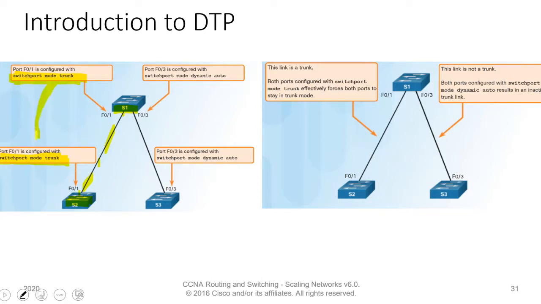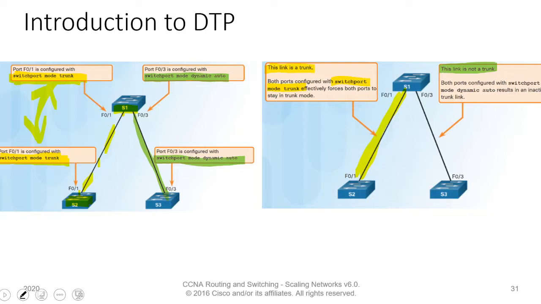So here both of these are set as switchport mode trunk. So that would mean this particular link will become a trunk, because we have used switchport mode trunk on both interfaces. Whereas on the other hand, say if we take F0/3, that is set as dynamic auto, and on the other switch also it is set as dynamic auto, and in that case it will not be taken up as a trunk. So that is how DTP would work.